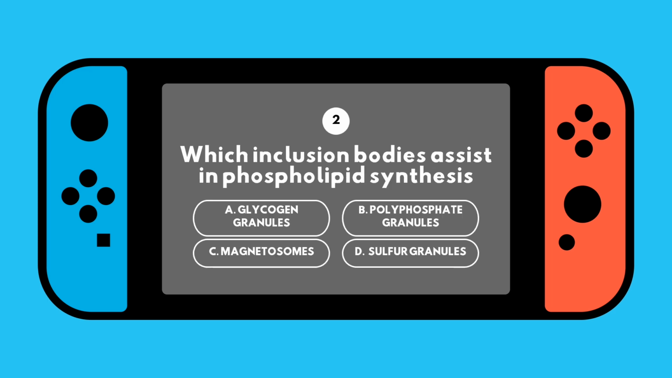So this is another question here. Which inclusion bodies assist in phospholipid synthesis? Phospholipid synthesis obviously is going to be polyphosphate granules. It's quite literally in the name. But let's go through what each one does. So let's start with A.